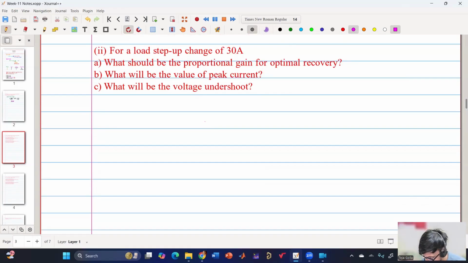Okay, if not, I'll just quickly write. So we have KP is equals to C by pi delta I naught into square root of platform.